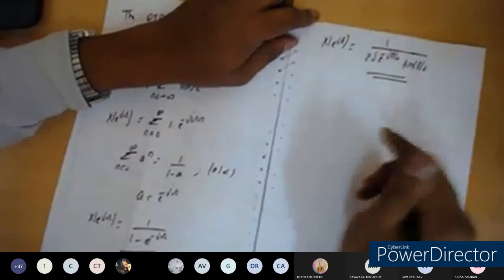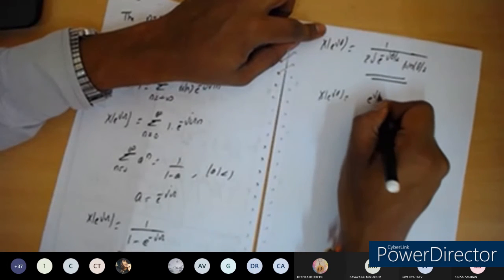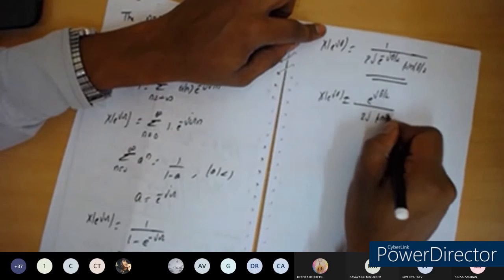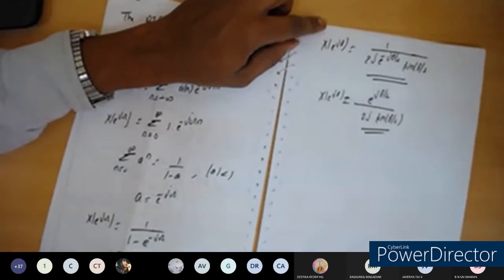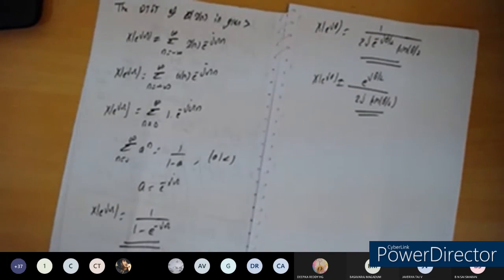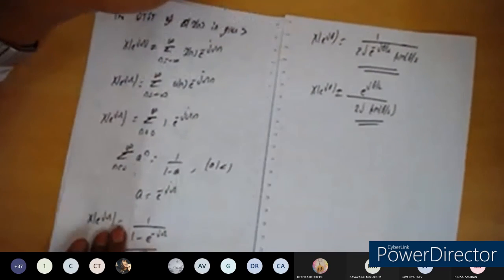If you want, you can send this to the numerator. This is a different form of writing the answer. So e to the power of j theta by 2 divided by 2j into sine theta by 2. Okay, so this is the DTFT of the sequence. Any doubts in this one? Okay, let us take the next problem as a homework problem.